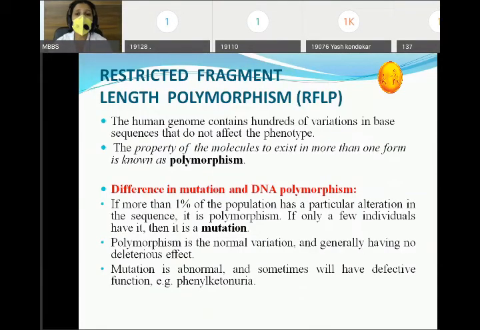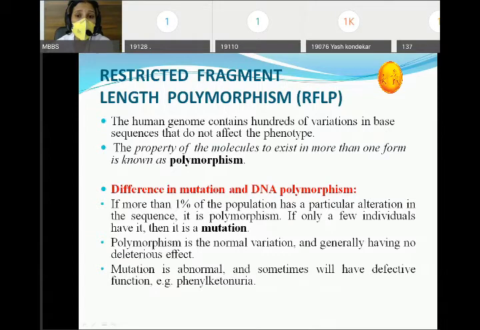Now another thing was RFLP, that is restriction fragment length polymorphism. This I have told you in the first slide, among the various enzymes. So the first enzyme was used in RFLP, that is restriction fragment length polymorphism. What is it? In the human genome, there are variations of base sequence that are present.